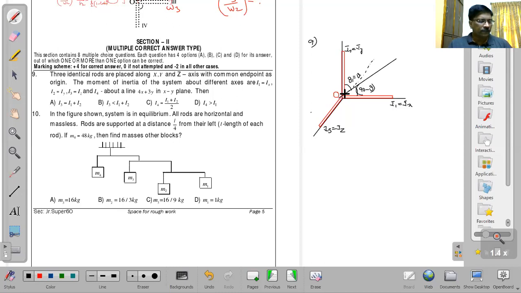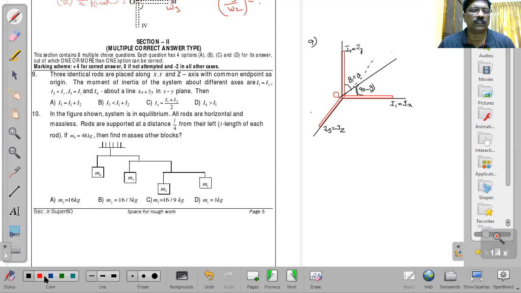Now the moments of inertia of the system about different axes are I1 equal to Ix, the moment of inertia of the system about the x-axis, about the y-axis, and about the z-axis. They are Ix, Iy, and Iz, it is given. Now I1 is equal to Ix, I2 is equal to Iy, and I3 is equal to Iz, given. Now about a line 4x plus 3y. That means this is a line. Here, this is the line 4x plus 3y.